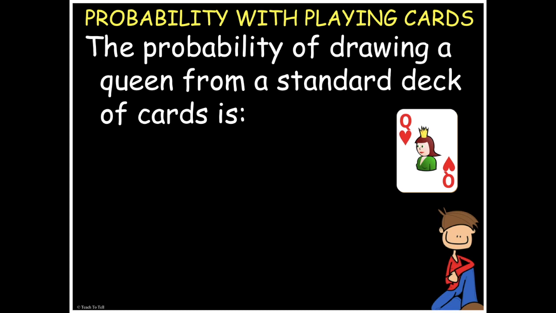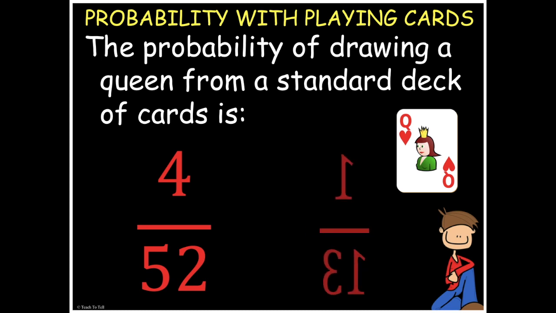What is the probability of drawing a queen from a standard deck of cards? So we know that we have 52 cards in a deck, and there are 4 queens, 1 for each suit, so 4 out of 52 can be simplified to 1/13.